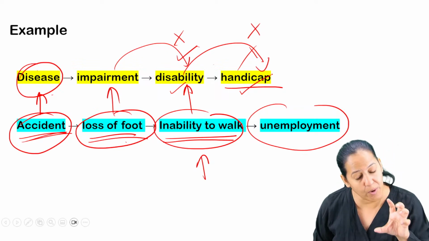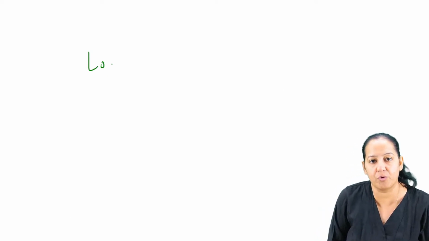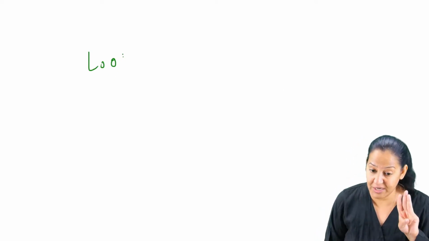So please choose your words and options very wisely. You are getting my point? If I say person loses the foot, that's it. My question is person. So you get three types of questions here.